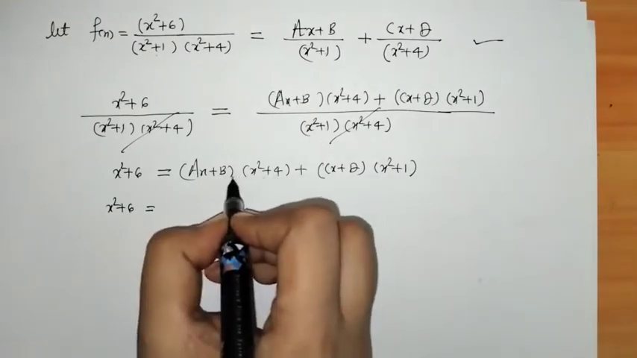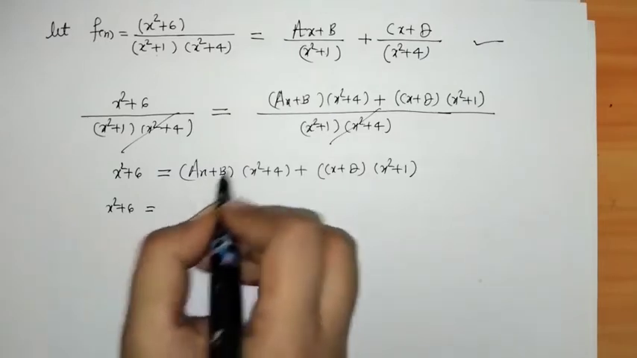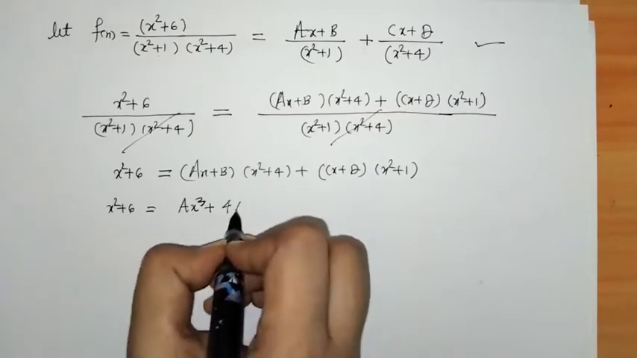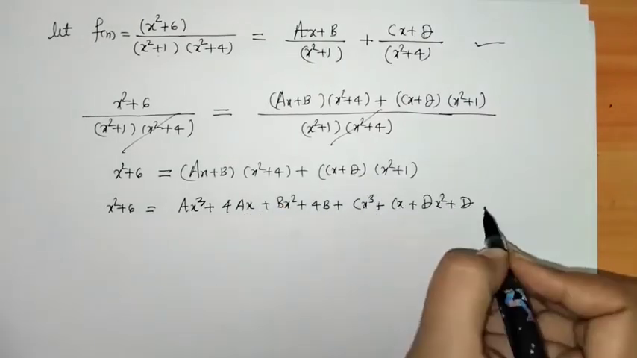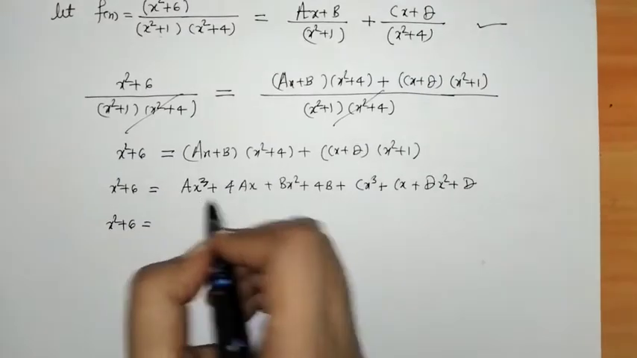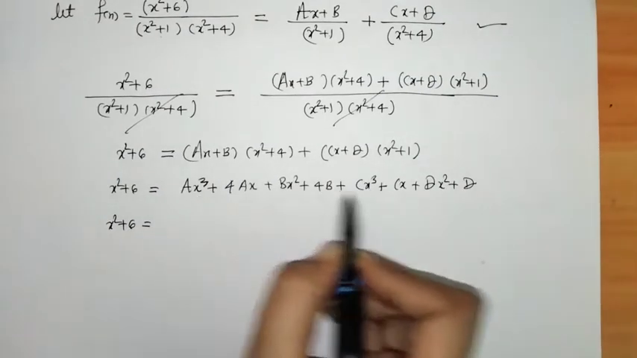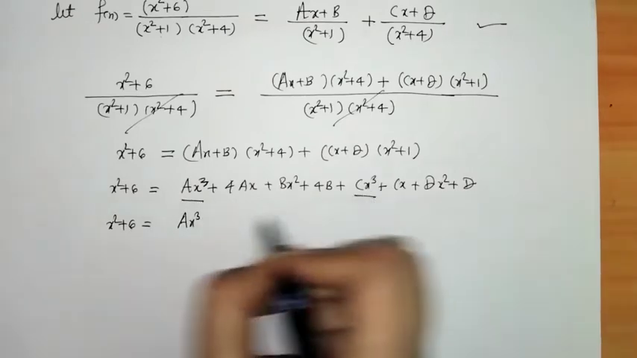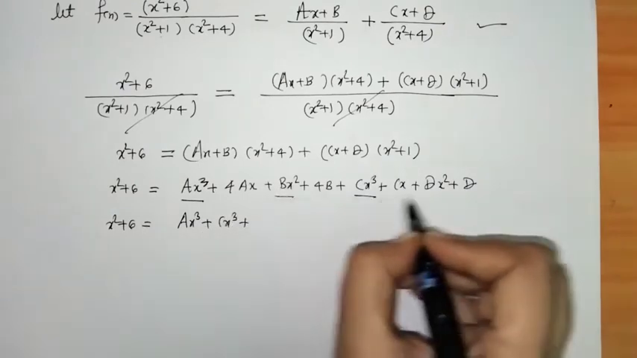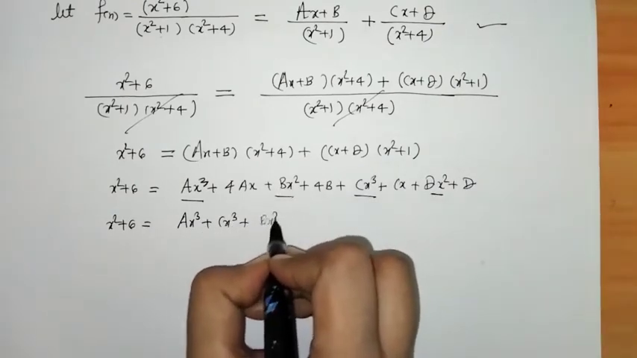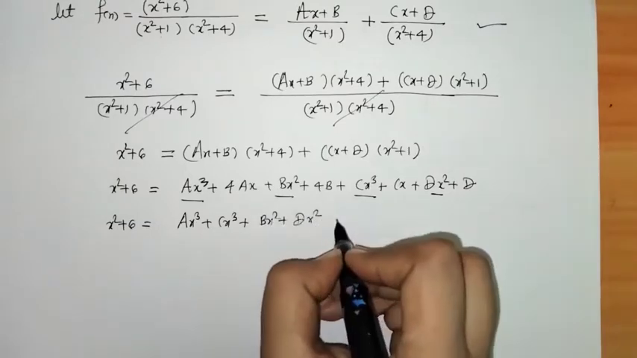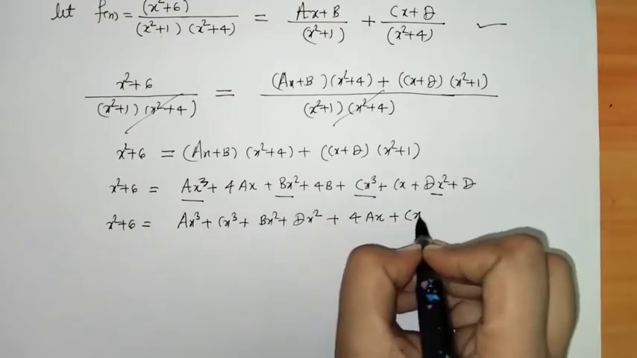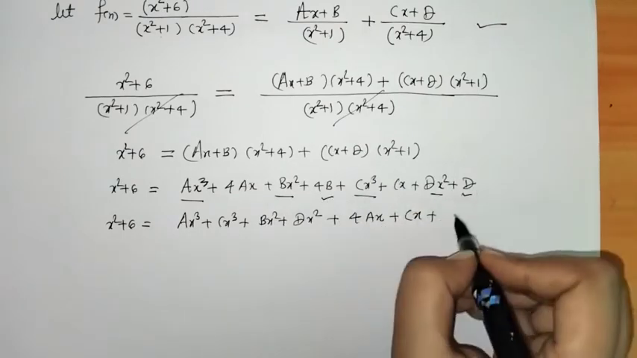That means we have to multiply the two brackets. Now we will collect the terms of x cube, x square and so on. Here we have ax cube, cx cube, then the x square terms, then the terms of x, and then the constant terms.